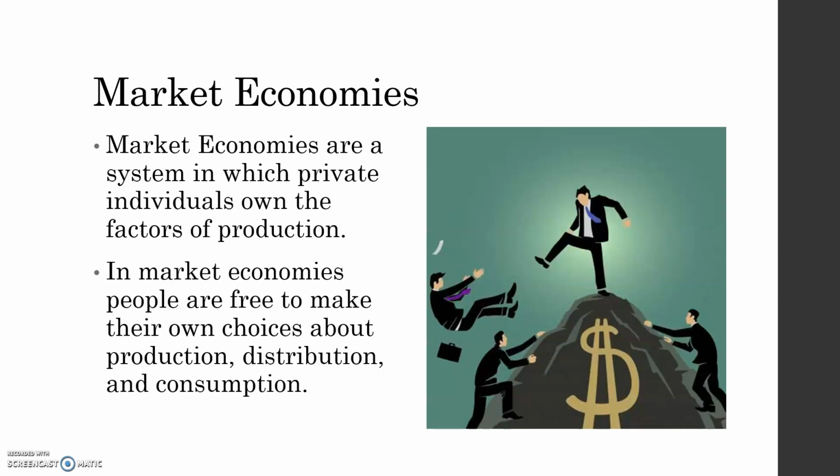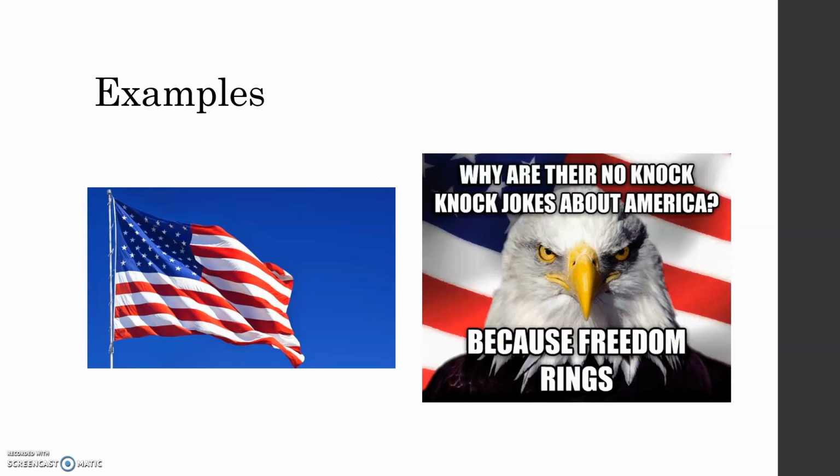Now the last one, and we'll wrap it up here for today, market economies. These are the complete opposite of command economies. This is where you're in charge, the people. The people are free to make their choices when it comes to producing goods, distributing goods, as well as consuming goods. And private property exists, meaning individuals, not the government, own the factors of production. If you need a great example of that, the country that you live in right now. They call it the American dream for a good reason, because if you want to do something, the government's not going to stop you.